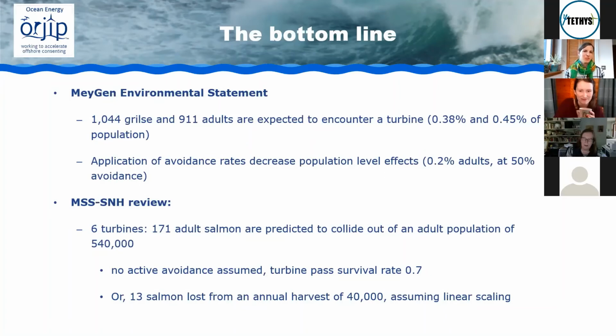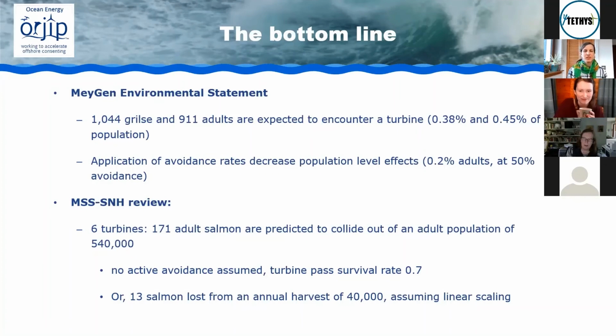Meanwhile, just looking at the Marine Scotland and SNH review, they reflected the fact that the MeyGen development was staged. So at present, there's only 4 turbines in the water, and they looked at 6 turbines. And they calculated that about 171 adult salmon were predicted to collide out of an adult population of 540,000 salmon. And in that, just to state that they assume no active avoidance.